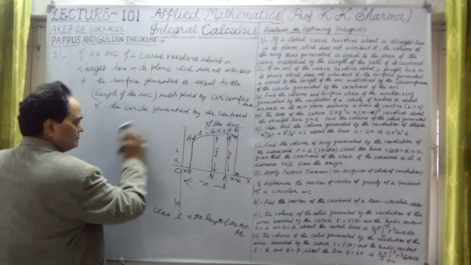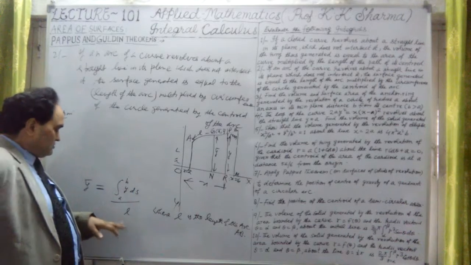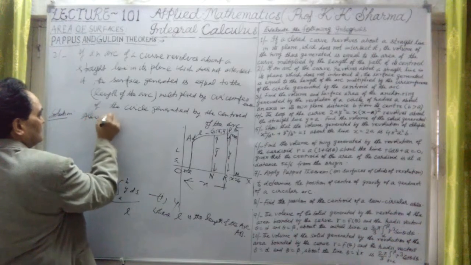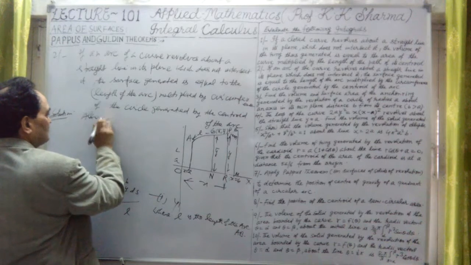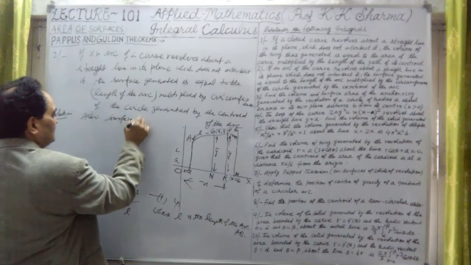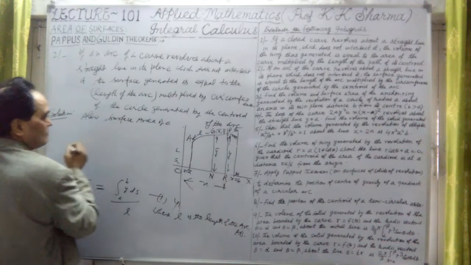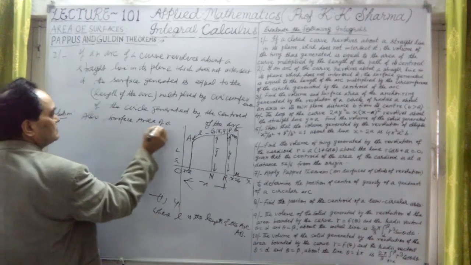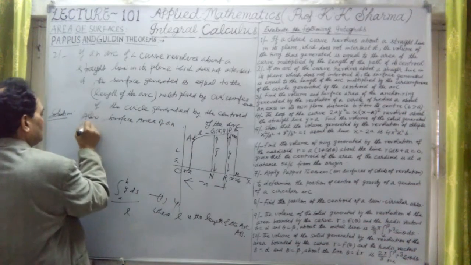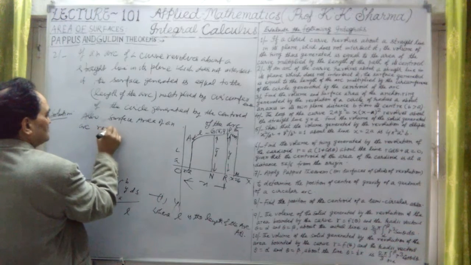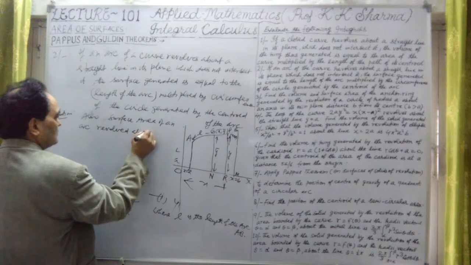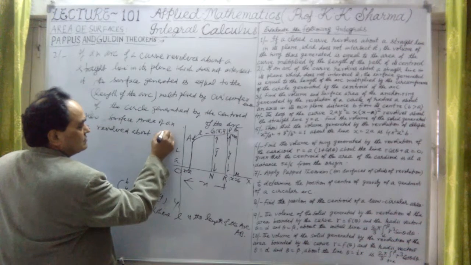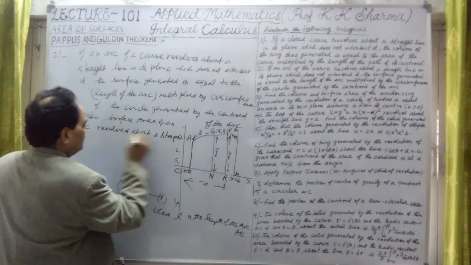Now in this case, we have first calculated the centroid, y bar. Let me take the first equation. Also, the surface area we are calculating. Surface area of an arc revolved about a line, in this case a straight line.